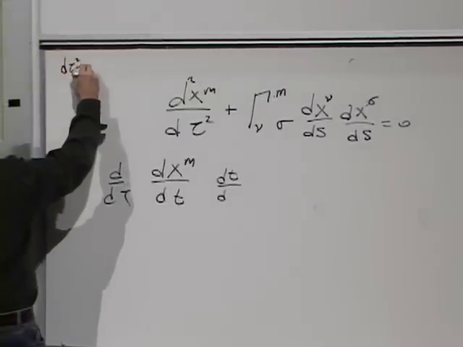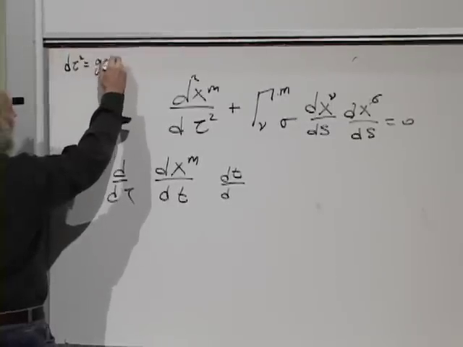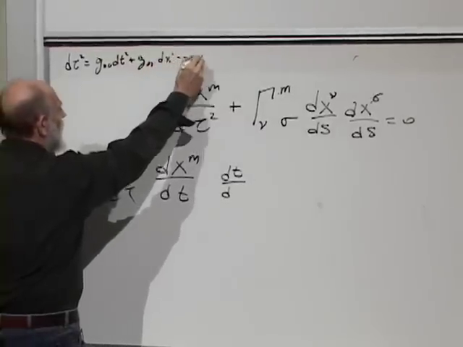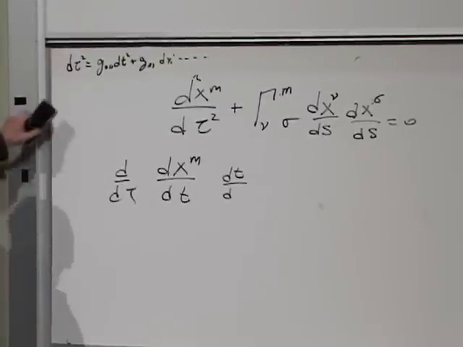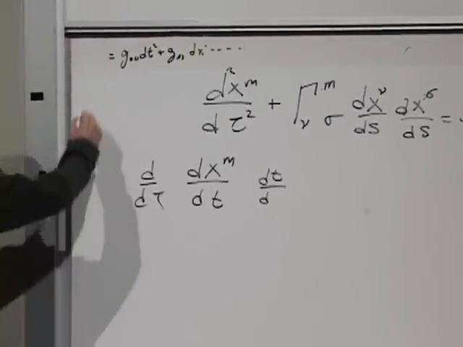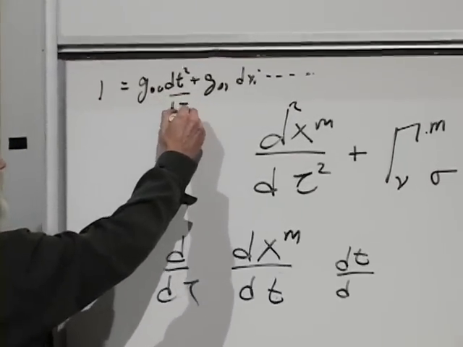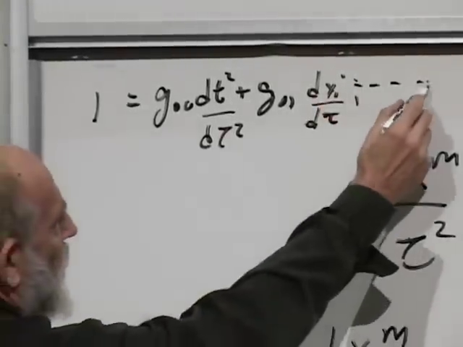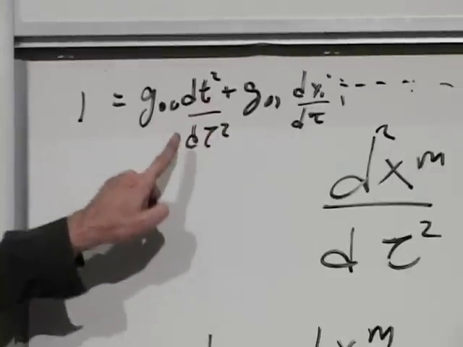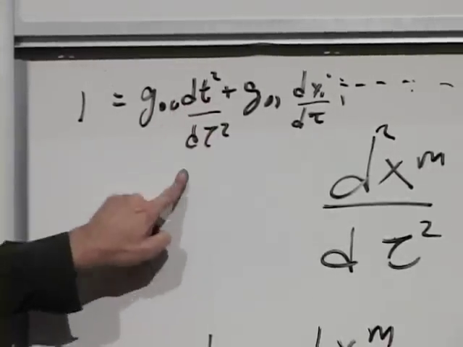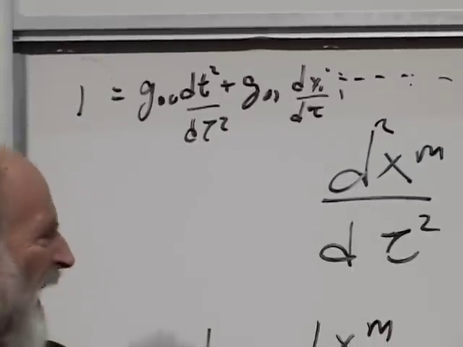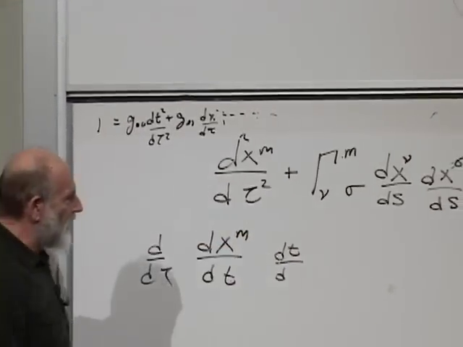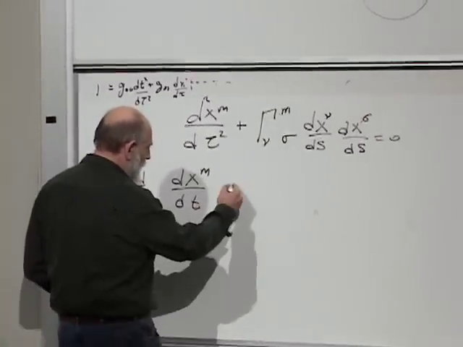d tau squared is equal to g00 dt squared plus g01 dx^1 squared, and so on. And then we simply divide this by d tau squared, same thing, sort of thing. And then we solve for dt by d tau. We just solve for dt by d tau. That tells us what dt by d tau is. And it's just some complicated thing involving the metric and the velocities. So something complicated but known goes in here for dt by d tau.